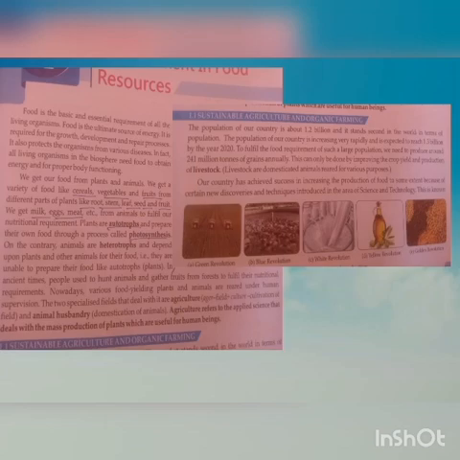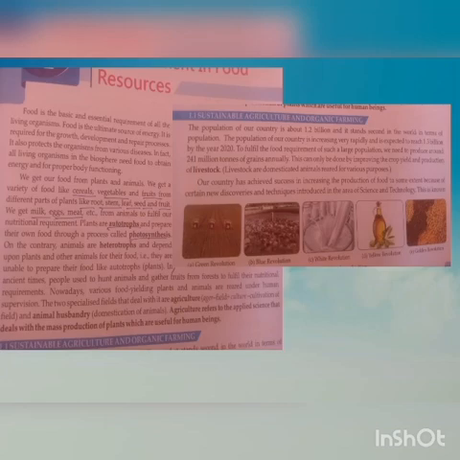useful for human beings. The population of our country is about 1.2 billion and it stands second in the world in terms of population. The population of our country is increasing very rapidly and is expected to reach 1.3 billion by the year 2020. To fulfill the food requirement of such a large population, we need to produce around 241 million tons of grain annually. This can only be done by improving the crop yield and the production of livestock.